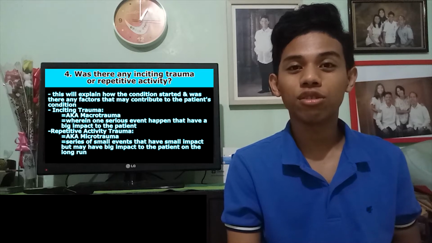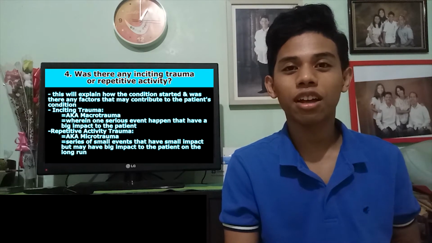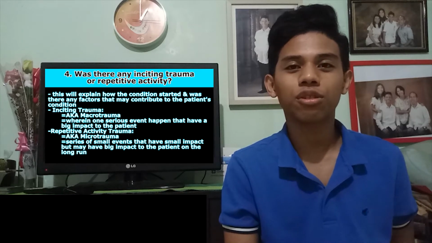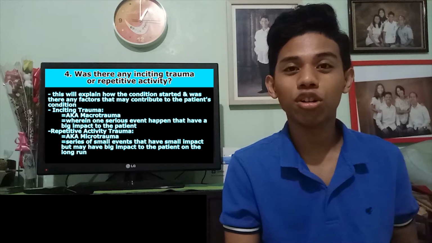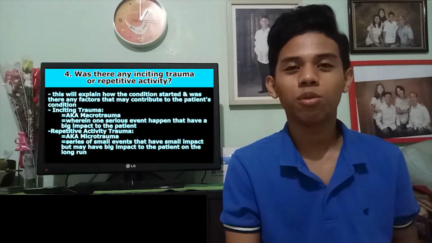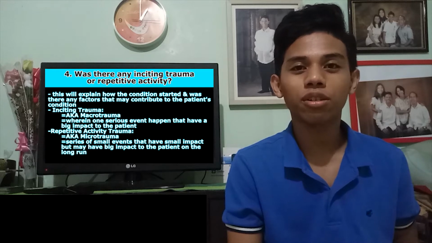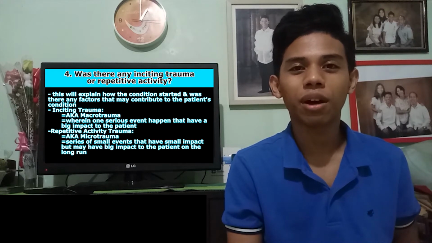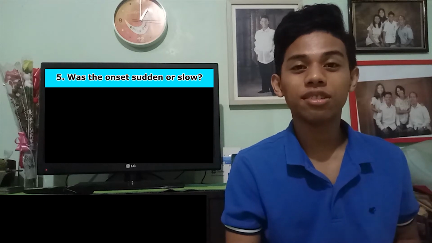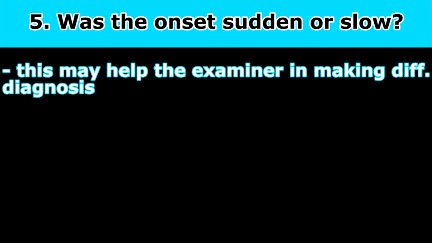Inciting trauma is also called macro trauma, an event that has a big impact on the patient's condition. Repetitive activity trauma, on the other hand, is also called micro trauma, a series of events that have small impacts on the patient's condition, but in the long run, will have a big impact. Number 5, was the onset of the problem sudden or slow? This question may help in making a differential diagnosis.